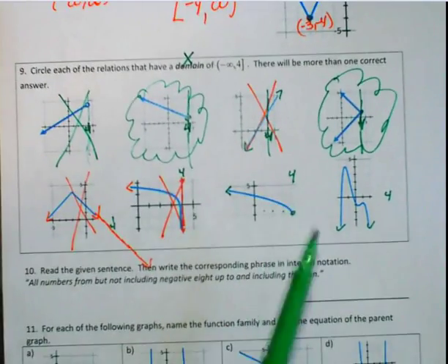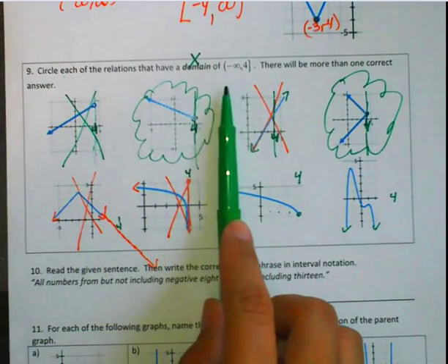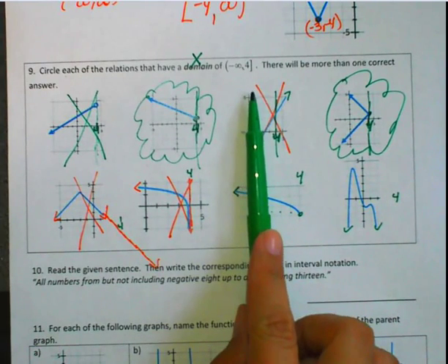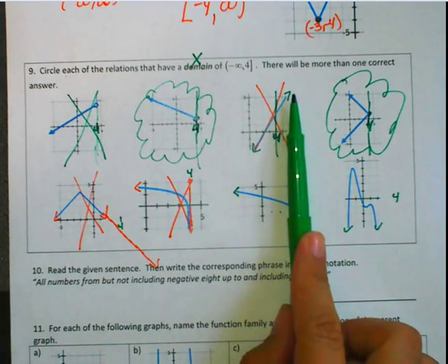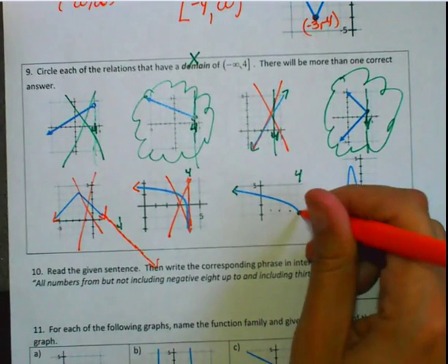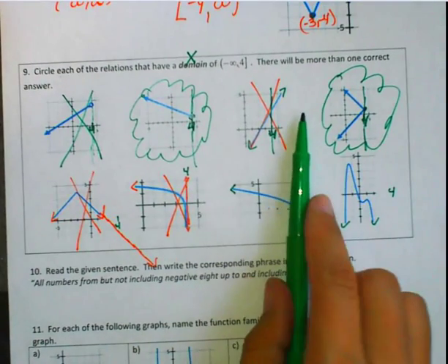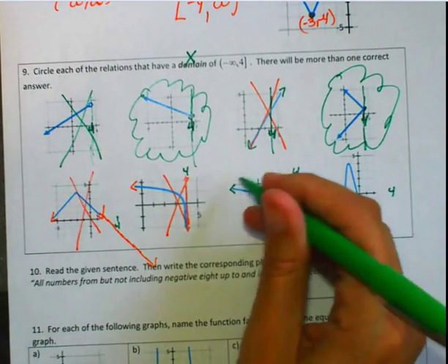Okay, let's look at the next one. There's an arrow here. So over here, at negative infinity, going, going. Yep, it includes negative infinity. And up, we stop at 4, and this has an endpoint, and it does include 4. So this one's an answer.